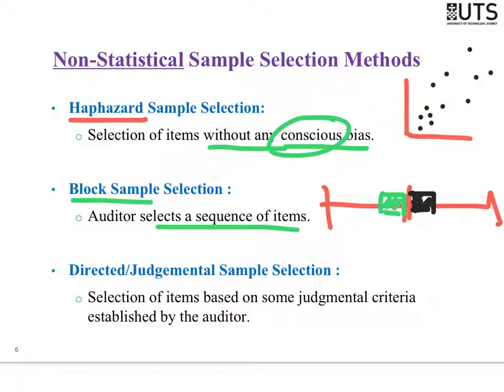Now, does anyone know, if we took all the transactions in the last week of the financial year and the first week of the next financial year, what could we be testing? What assertion could we be testing? Ladies and gentlemen, well done. Cut-off, and that is your link. Block selection is often only used when you're doing cut-off testing. Remember what cut-off testing is.